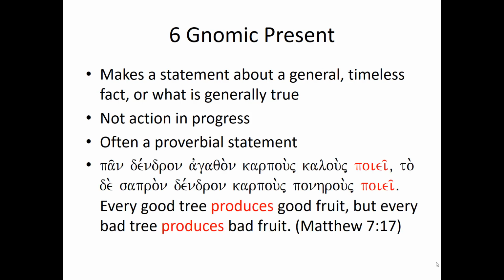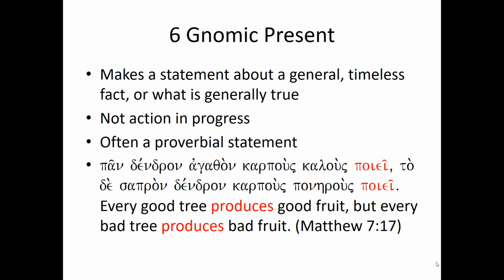Jesus, Matthew 7:17, Pan dendron agathon, karpous kalous poiei. Touto sapron dendron, karpous ponerous poiei. A good tree produces, that's that verb poiei, or makes. A good tree makes good fruit, and a bad tree makes bad fruit. So he's not saying a good tree is making good fruit, but he's saying something that's a general statement, a timeless fact.